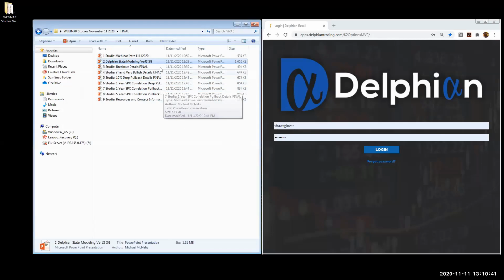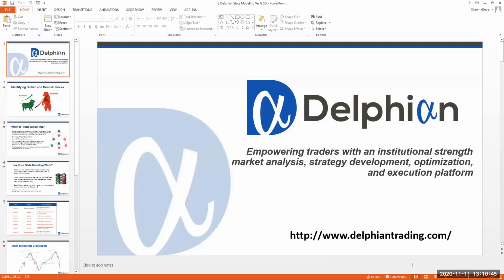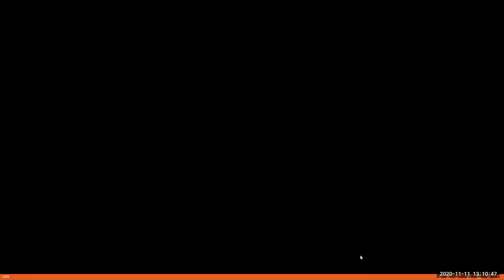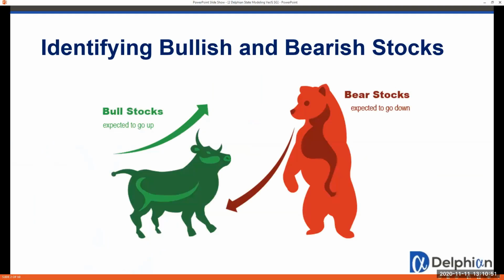I'm going to pull up some information regarding our state modeling. If you're new to Delphian, this is going to be fairly new information to you. But for the most part, Delphian was created using an algorithm that helps identify bullish and bearish stocks. Obviously, with bull stocks, you expect the stock price to go up. With bear stocks, you're expecting the stock price to go down.